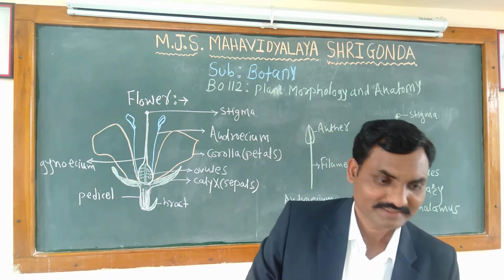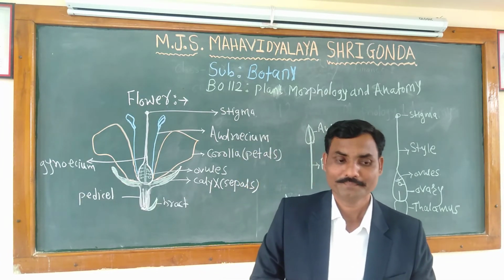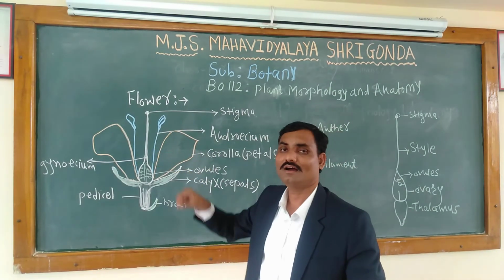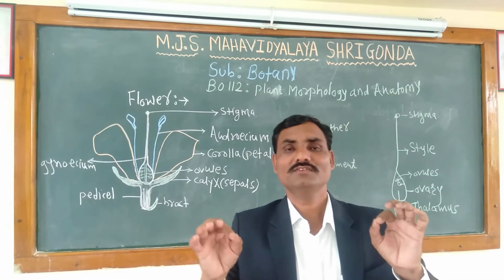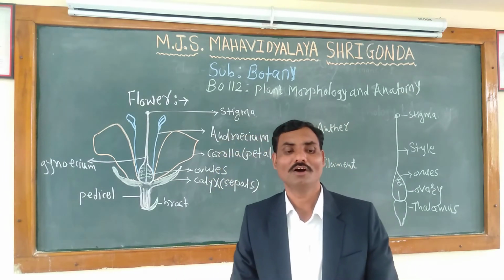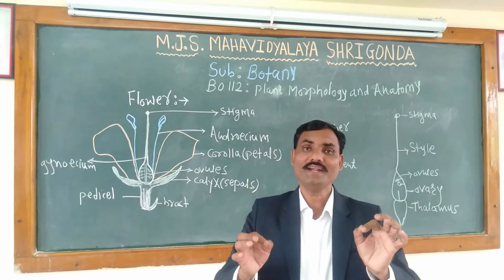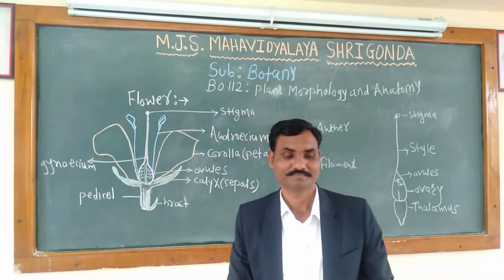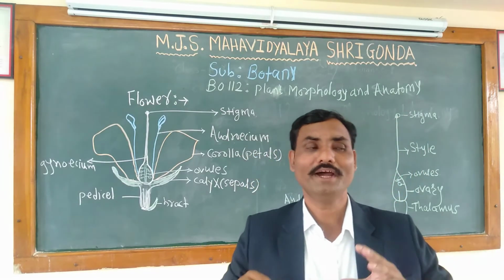Then the third part is the androecium. The androecium is the part of the flower inner to the corolla. It is placed inside the corolla. It is the male reproductive organ of the flower. Each modified floral leaf is called a stamen. Stamens collectively form the androecium.